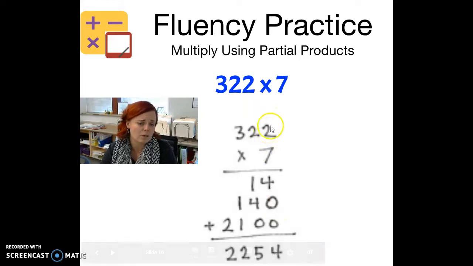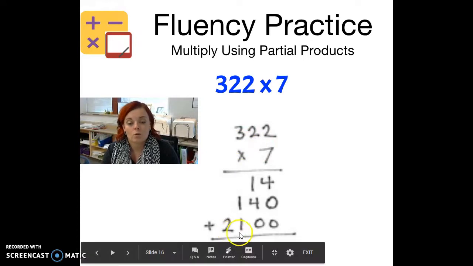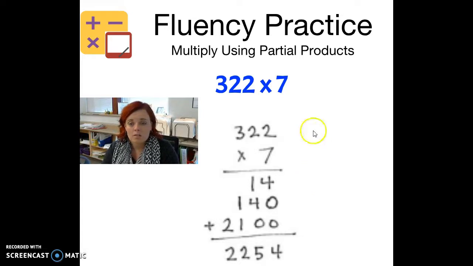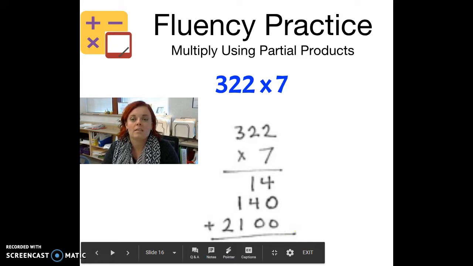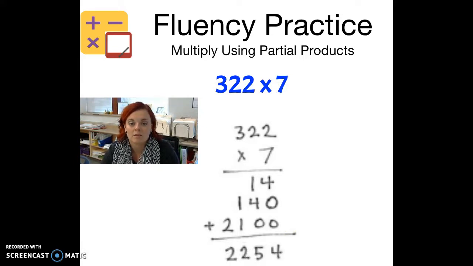Reinforcing that rule that if there's a 0 in one factor, there has to be a 0 in the end product. When I move on to my hundreds place value, this number is now a 0 also. This is a 0 and this is a 0. So 7 times 300 is 2100, which is also 2100. Then all you have to do is simply add the products together to get your end answer, which would be 2254. So this is just a little idea of what your student is doing with partial products.